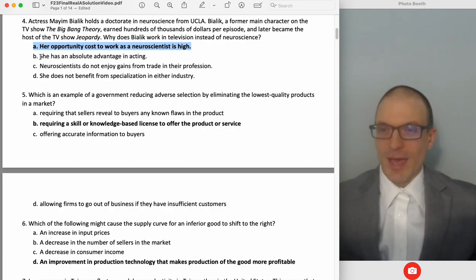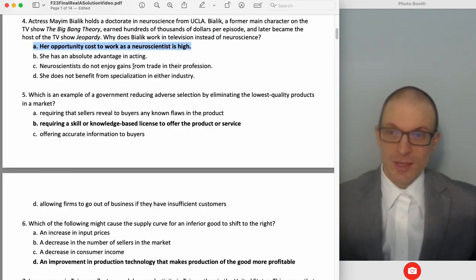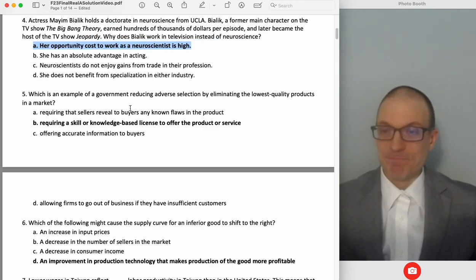All right, so absolute advantage in acting, that doesn't fit. Neuroscientists don't enjoy gains from trading their profession. Wouldn't that be sad? That's not true. Doesn't benefit from specialization in either industry? No, benefits from specialization according to comparative advantage, which is going to be in working in TV.